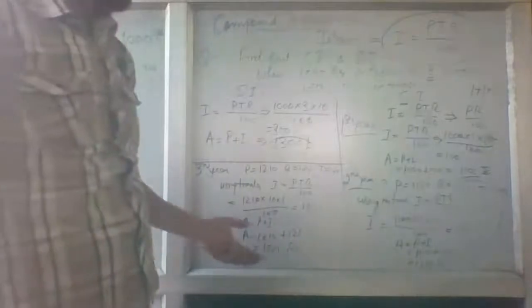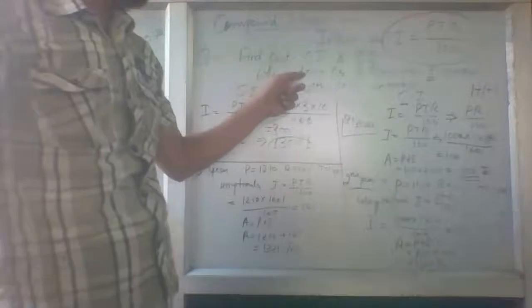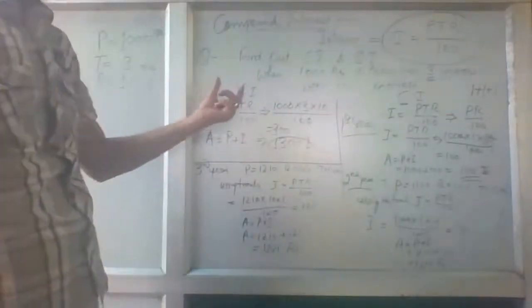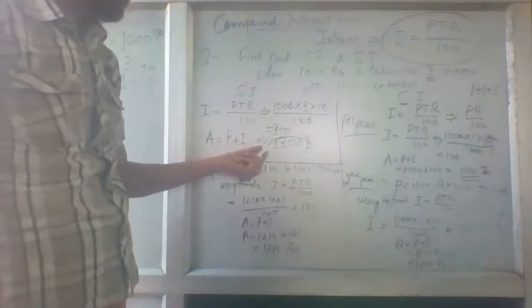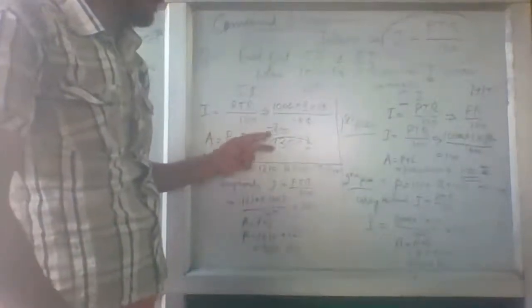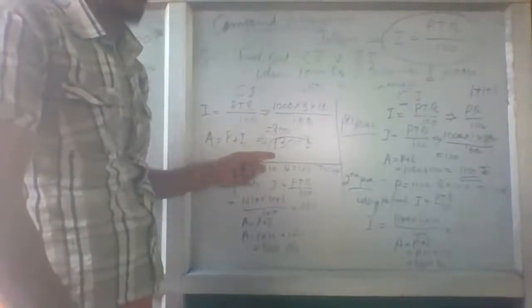Now the scene is clear. When you were taking the money, 1000 rupees taken for 3 years at 10% interest, when it was simple interest, you were paying 1300 rupees to that person from whom you had taken 1000 rupees as a loan. 1300 rupees you were paying.